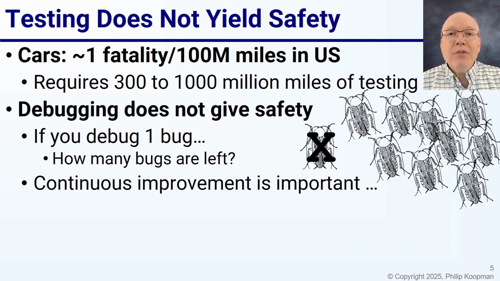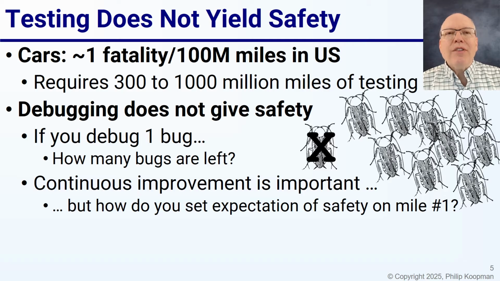Now, you want to do continuous improvement? Absolutely. If you find a bug, you should fix it. But the point is not finding the bug and fixing it. The point is, how do you have an engineering process robust enough that on the very first day your product is launched, you have a reasonable expectation of safety, and of course you want to get better after that.